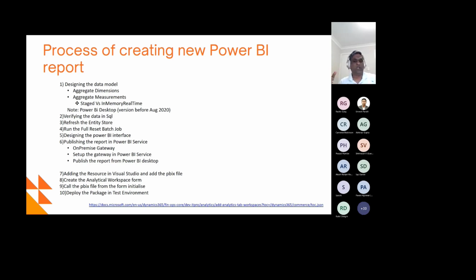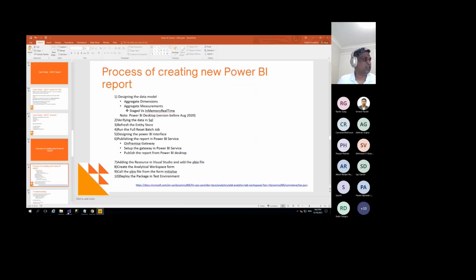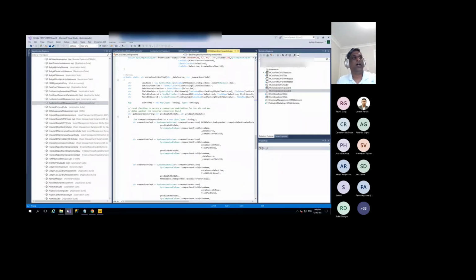So what is the in memory real time? If you want to get some real time data, then generally we use it because this is pretty fast. But sometimes our data is huge, like we have a lot of data and a lot of calculation. In that case, the preferred way is to use the staged aggregate measurement. Now I will go through the environment.